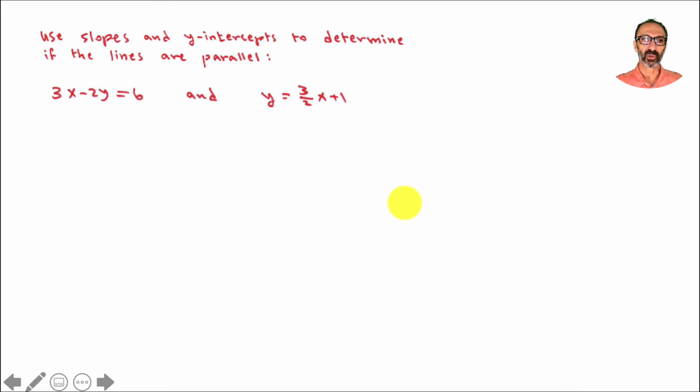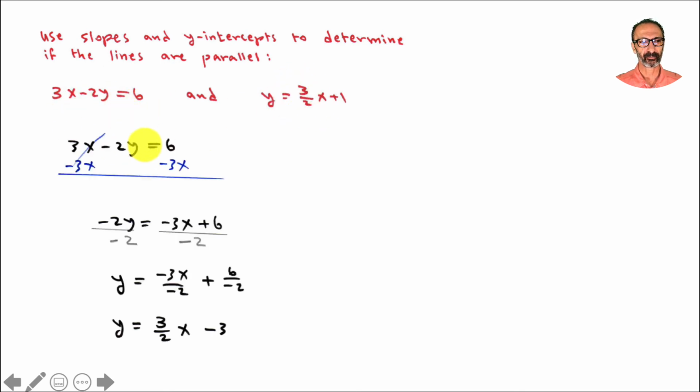Use slopes and y-intercepts to determine if the lines are parallel. Here's some examples. 3x minus 2y equals 6 and y equals 3 over 2x plus 1. Well, this one is clearly, we have the slope which is 3 over 2. This one we don't know, so let's work on this one. I'm going to subtract 3x from both sides. I'm solving for y to make it look like this.